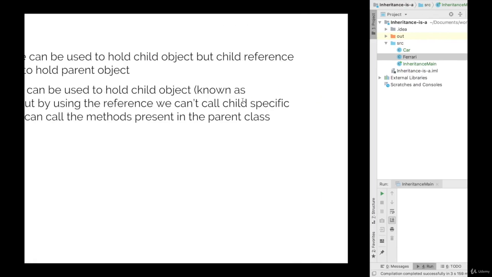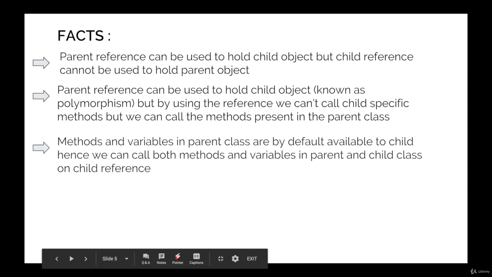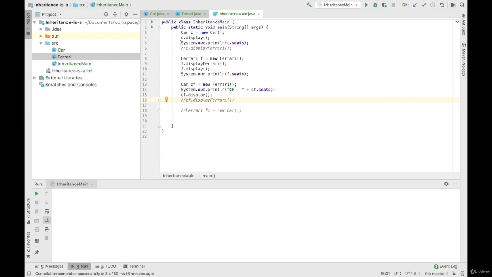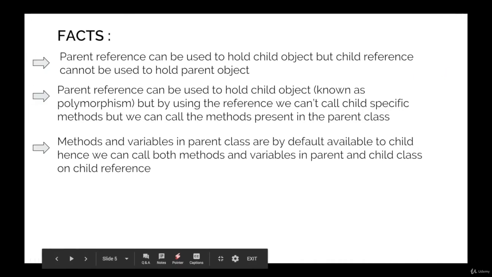Okay, so this is something that we saw already. Methods and variables in the parent class are by default available to the child class, and hence we can call both the methods and variables of the parent and child class on a child reference. So we tried doing this as well. We saw how we can access the parent class methods by using the child class object. Display was a method in the parent class, which is nothing but the car class, and we were able to call it by using the child reference over here. So this was perfectly valid.